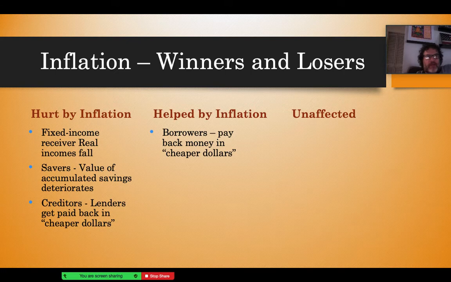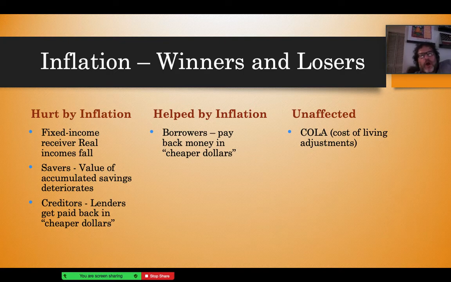Who's helped by inflation? Borrowers, right? If I give you money today and you buy something, what happens if prices rise? The money you pay me back, while you're still paying me back the same amount, it's not worth as much, and the money you borrowed is technically worth more, right? And the mnemonic there, borrowers benefit, right? Lenders lose, borrowers benefit.